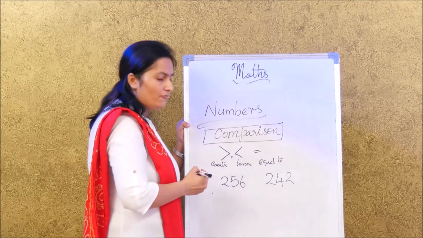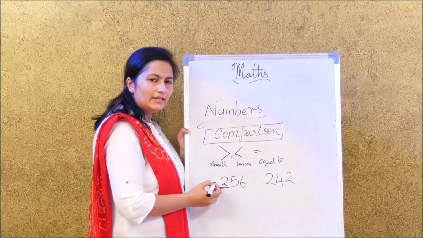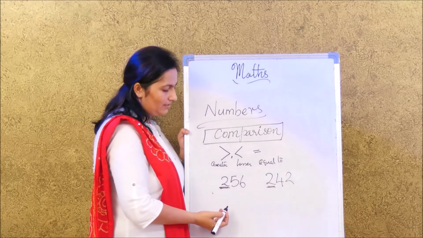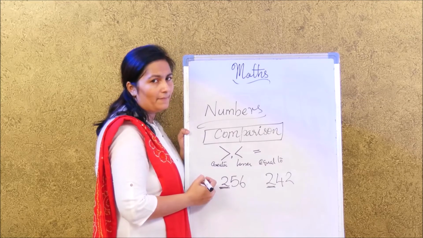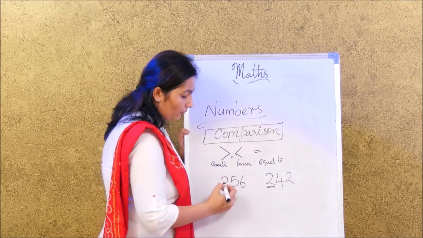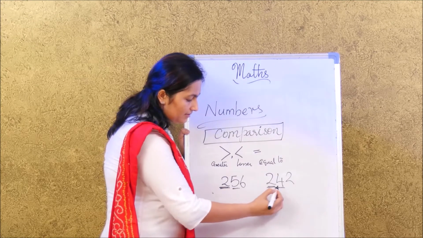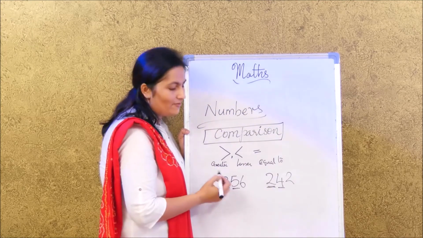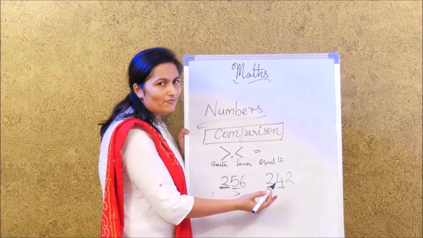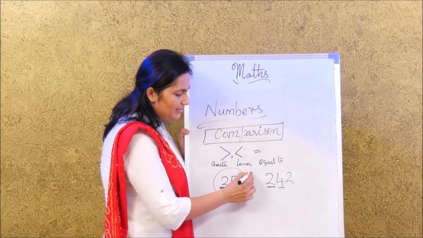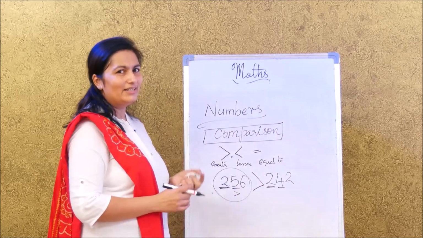For that, first we take a look at the hundreds. The hundreds are the same here. Then we move on to the tens. That is how we go. First we take the hundreds and then we go on to the tens. So in this we got the answer. 5 is greater than 4. So we got our answer, 256 is greater than 242. Did you learn how to do it?